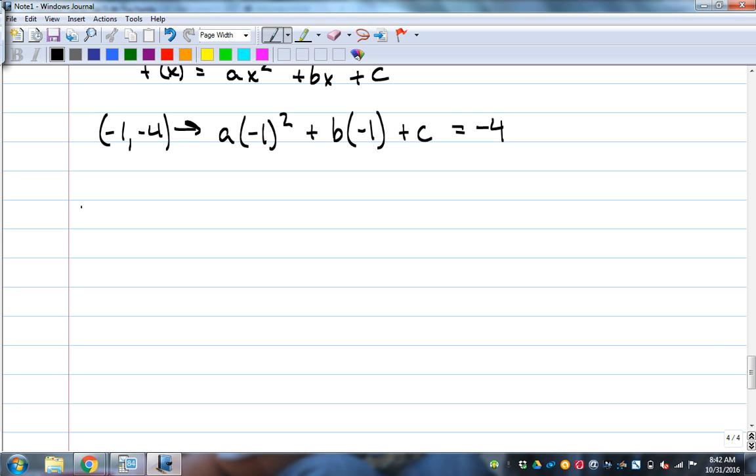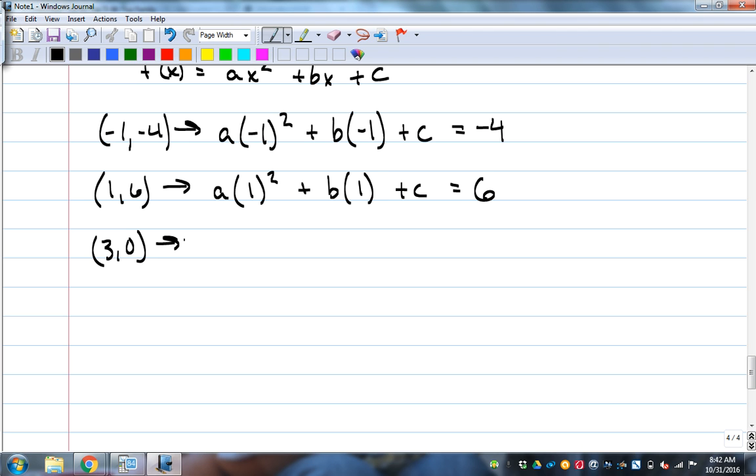And then for the next ordered pair, (1, 6), it'd be a times 1 squared, b times 1 plus c equals +6. And for the last ordered pair, (3, 0), it'd be a times 3 squared, b times 3 plus c equals 0. That creates a system of equations.